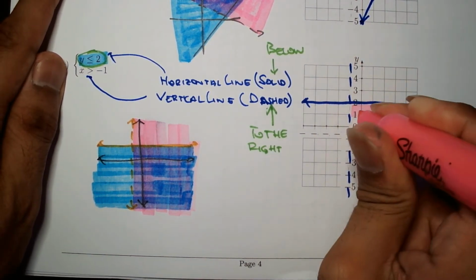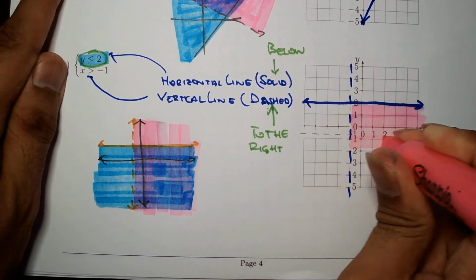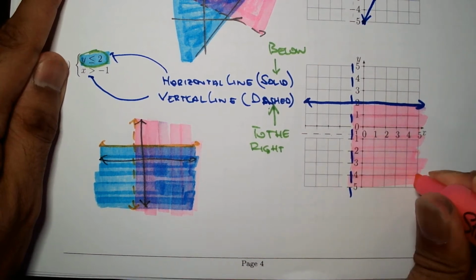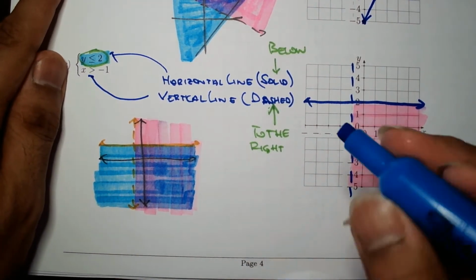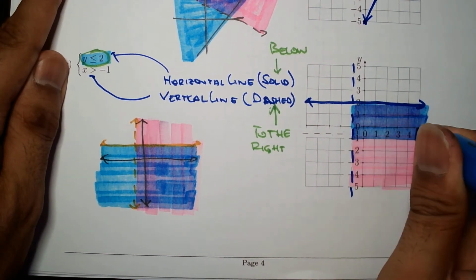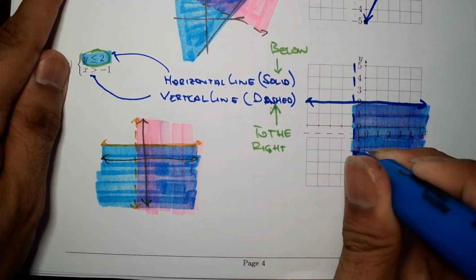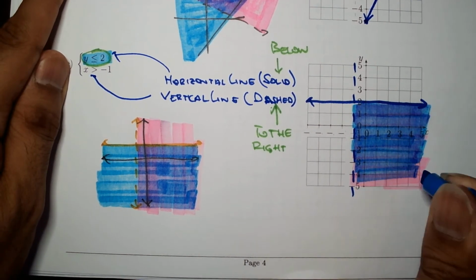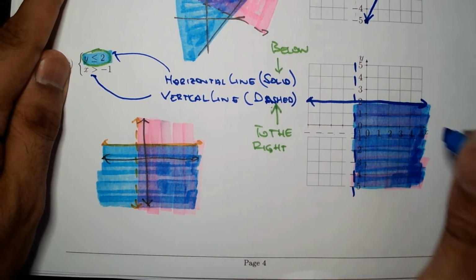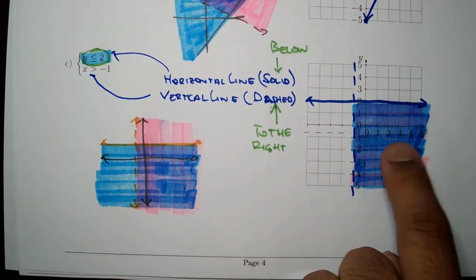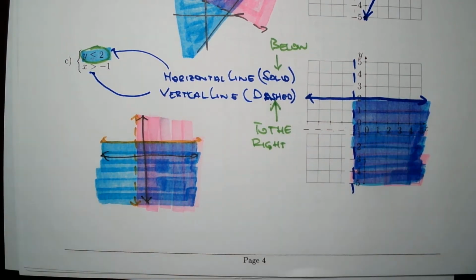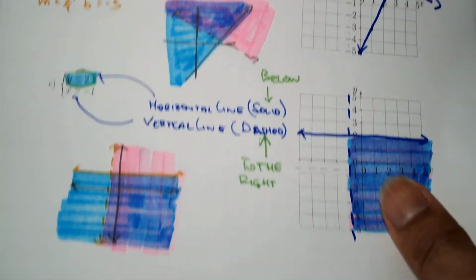So let's go ahead and do that. Let's paint first with pink, and then let's paint with blue. All right, so that's our solution, this region, the one that combines the blue with the pink, the overlaps. All right, let's see what's next.